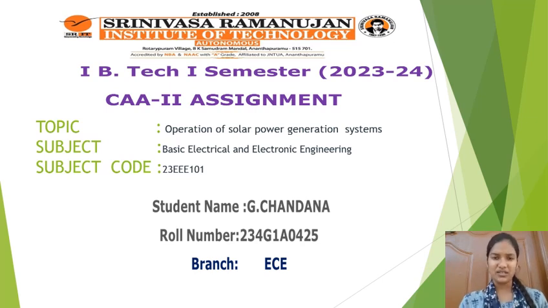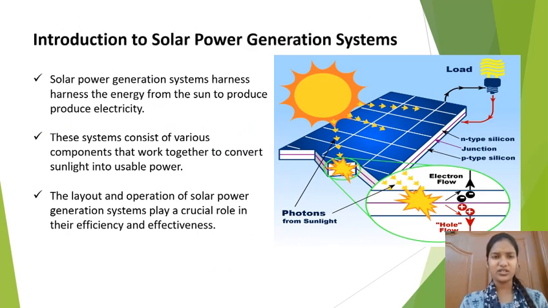Let us see the presentation. Now, introduction to solar power generation system. Solar power generation systems harness the energy from the sun to produce electricity. These systems consist of various components that work together to convert sunlight into usable power. The layout and the operation of solar power generation systems play a crucial role in their efficiency and effectiveness.